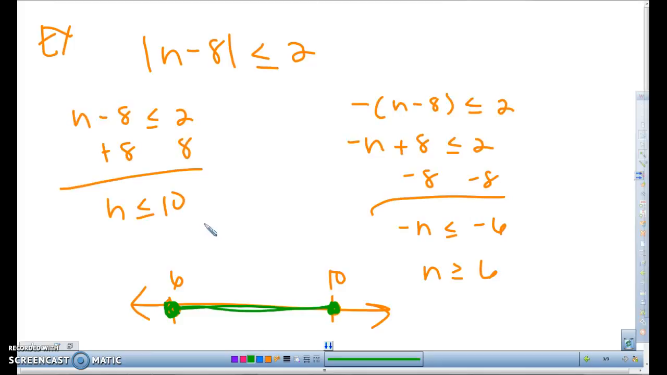First, we'll try the absolute value of n minus 8 less than or equal to 2. So go ahead and try that. Take a minute, pause it if you need to. Make sure you got that n is less than or equal to 10, but n is also greater than or equal to 6, thus giving me that intersection. Okay? And then we'll try this next one.